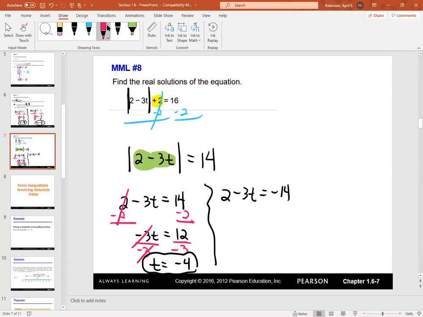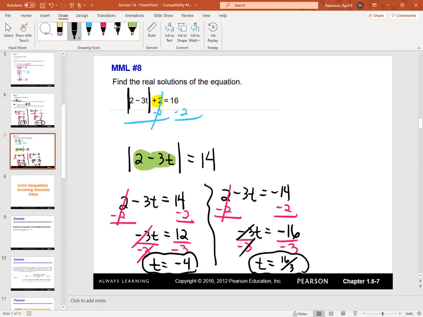I'll do the same thing. I'll subtract 2 to begin with, except this time the negative 3t will equal negative 16. I'll still divide by negative 3, so that negative 3 over negative 3 cancels, and I get t is equal to, two negatives will at least make it a positive, and I'm going to leave it as 16/3 because it doesn't go in there.